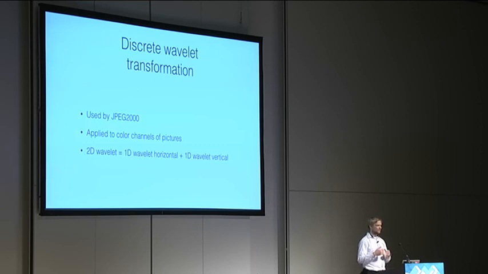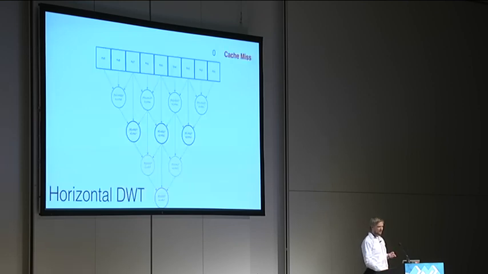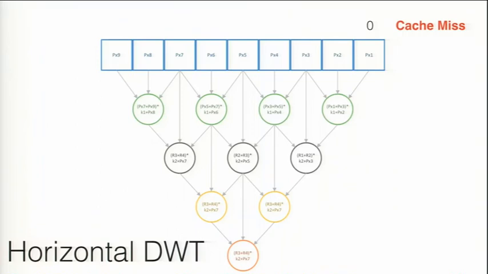This is about the discrete wavelet transformation that is used in JPEG 2000, which is a pretty neat compression algorithm. The way it works is that you have a 2D wavelet that is applied to rows and then to vertical. And if you look at it on the CPU, it looks like this. At the top you see the input pixels, and then they are combined into other parts, and at the end you get one pixel, or actually you get 2 pixels out.